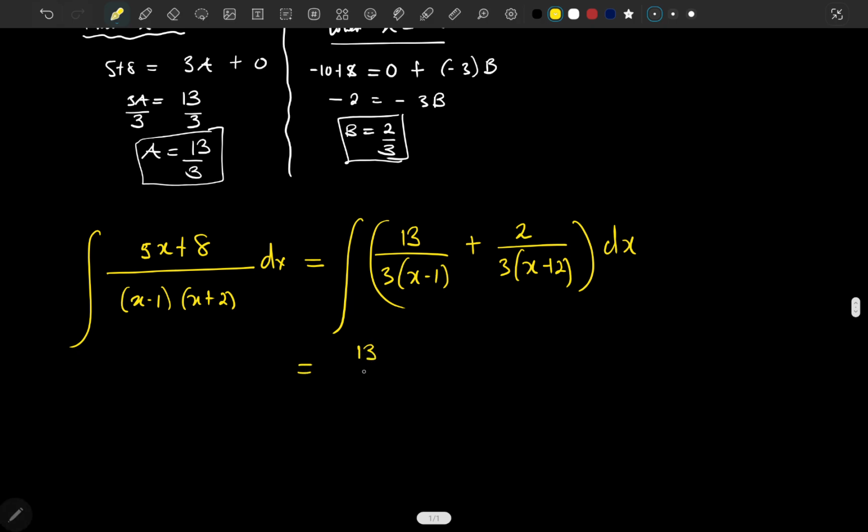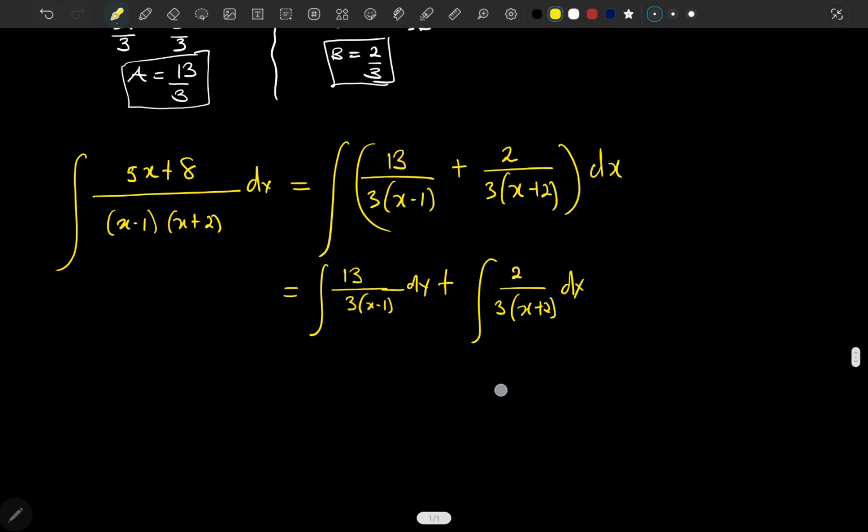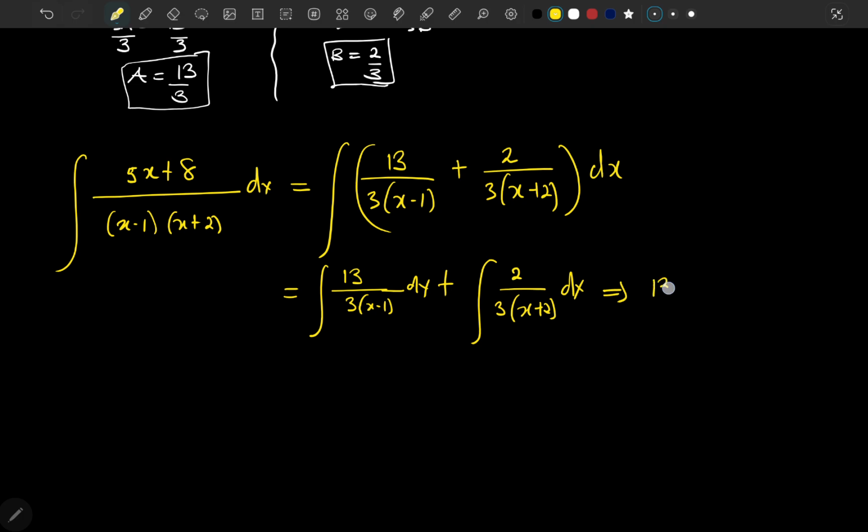So we get the integral of 13 over 3(x - 1) dx, plus the integral of 2 over 3(x + 2) dx. The integral is not stingy, you can distribute it throughout. From here you know that 13 over 3 is a constant, so take it out. You have the integral of 1 over (x - 1) dx, plus 2 over 3 is a constant, so take it out, then the integral of 1 over (x + 2) dx. Trust me, you can't fail to do this now.